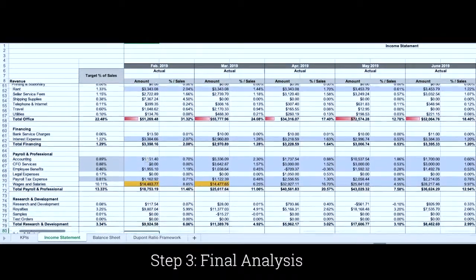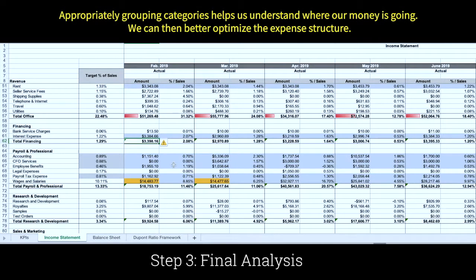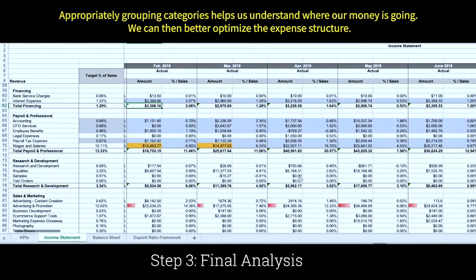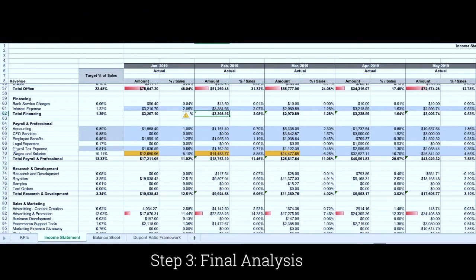But the other thing is, now look what we have. We have some categories, and so we have a financing category. We understand what our interest expense is, what our bank charges are, and so we can monitor that category and see what our interest expense looks like on a month-to-month basis. We see all of our total payroll and professional. We have accounting. We have CFO services. We have legal expenses. These are all people categories.